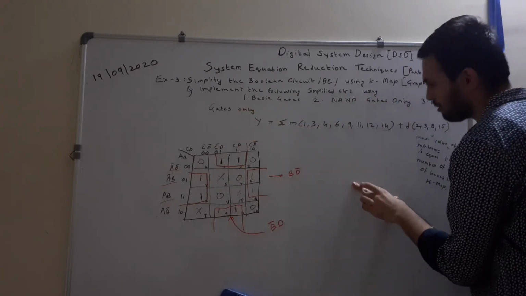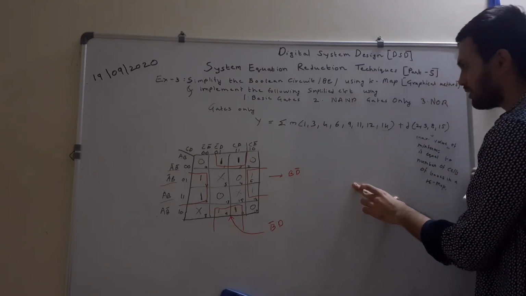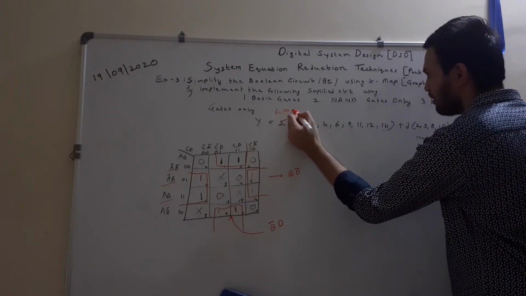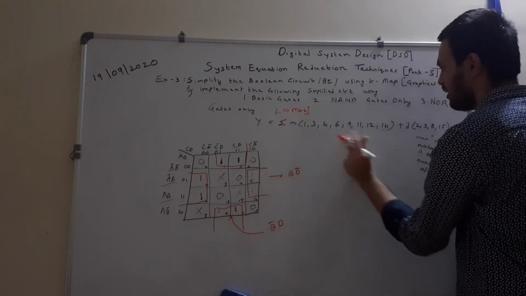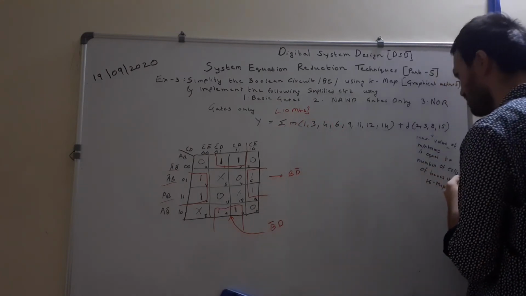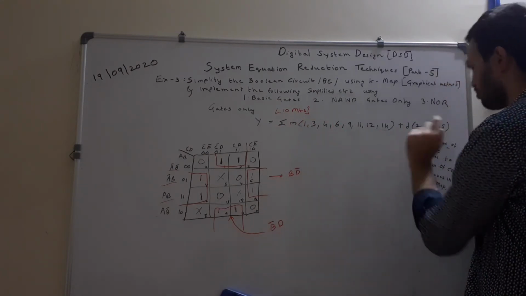If this particular type of question is asked, it is asked for 10 marks in your university examination. So this particular question can be asked for 10 marks. Now this is the system equation given to you in terms of min terms, that is Y is equal to summation of min terms plus don't care.